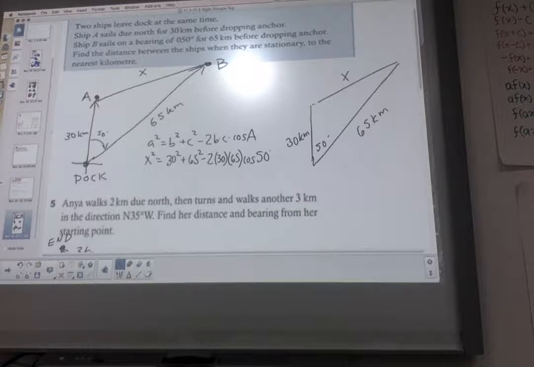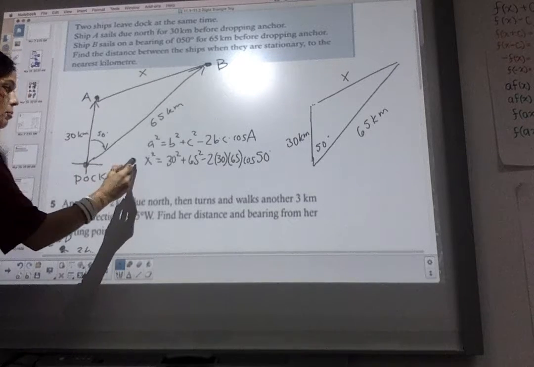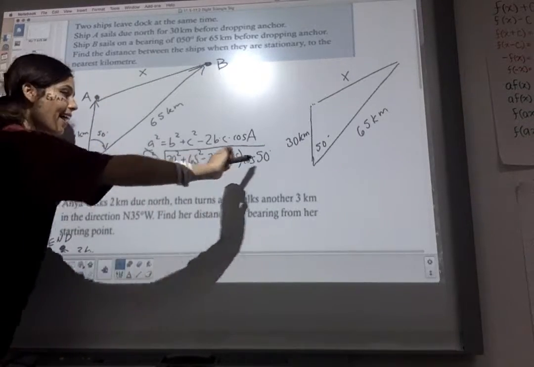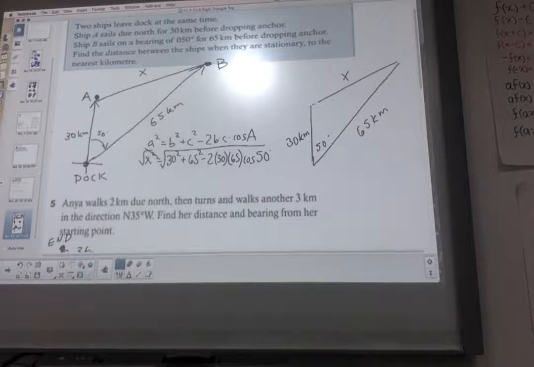Any questions on plugging in? And then in one shot, square root both sides to already get x by itself, and then plug all that in your calculator in one shot.